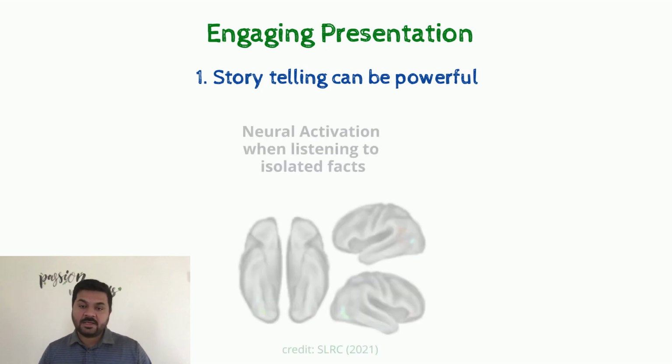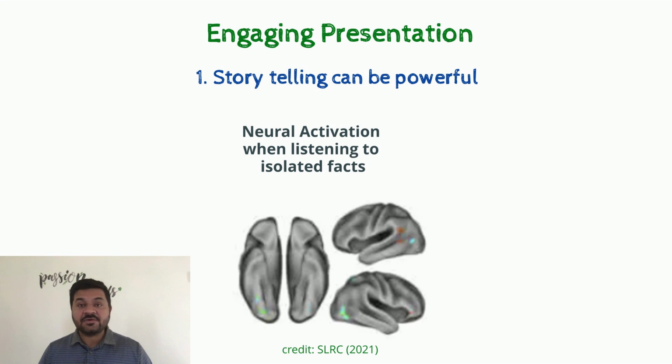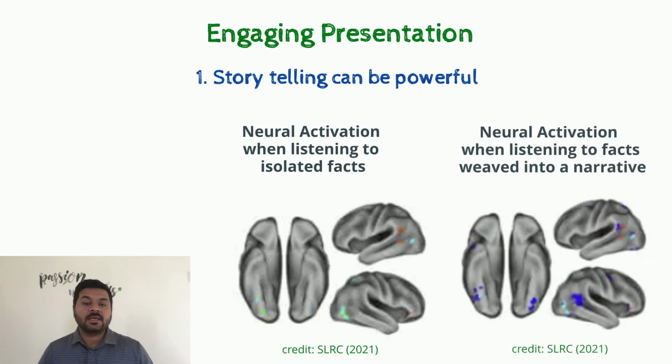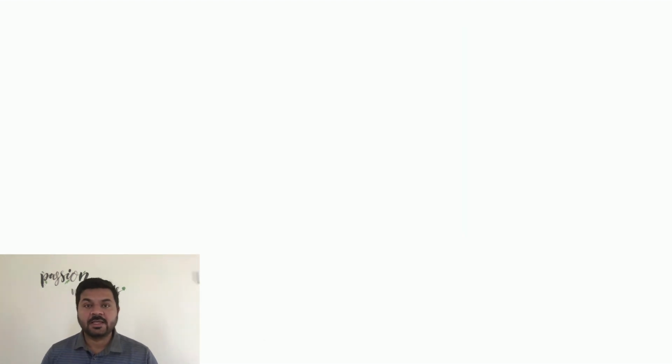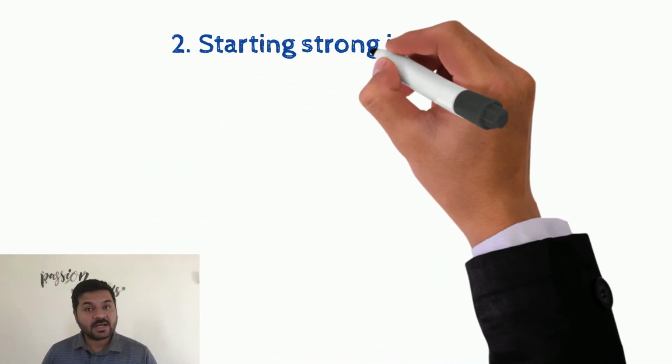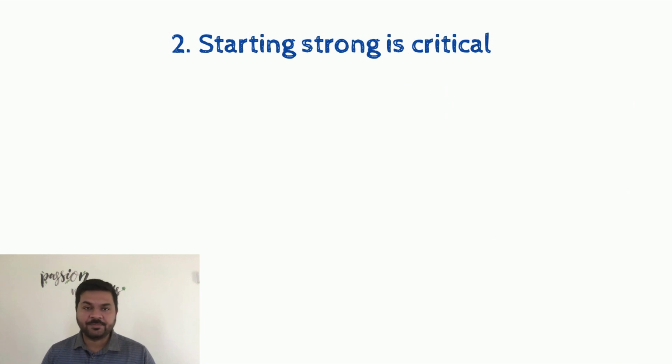Here's a brain that is listening to a series of isolated facts. Here's a brain that is listening to the same facts entwined into a narrative. This suggests that more neural regions are activated when facts are weaved into a narrative as opposed to when they're presented in isolation. Principle number 2, starting strong is critical.